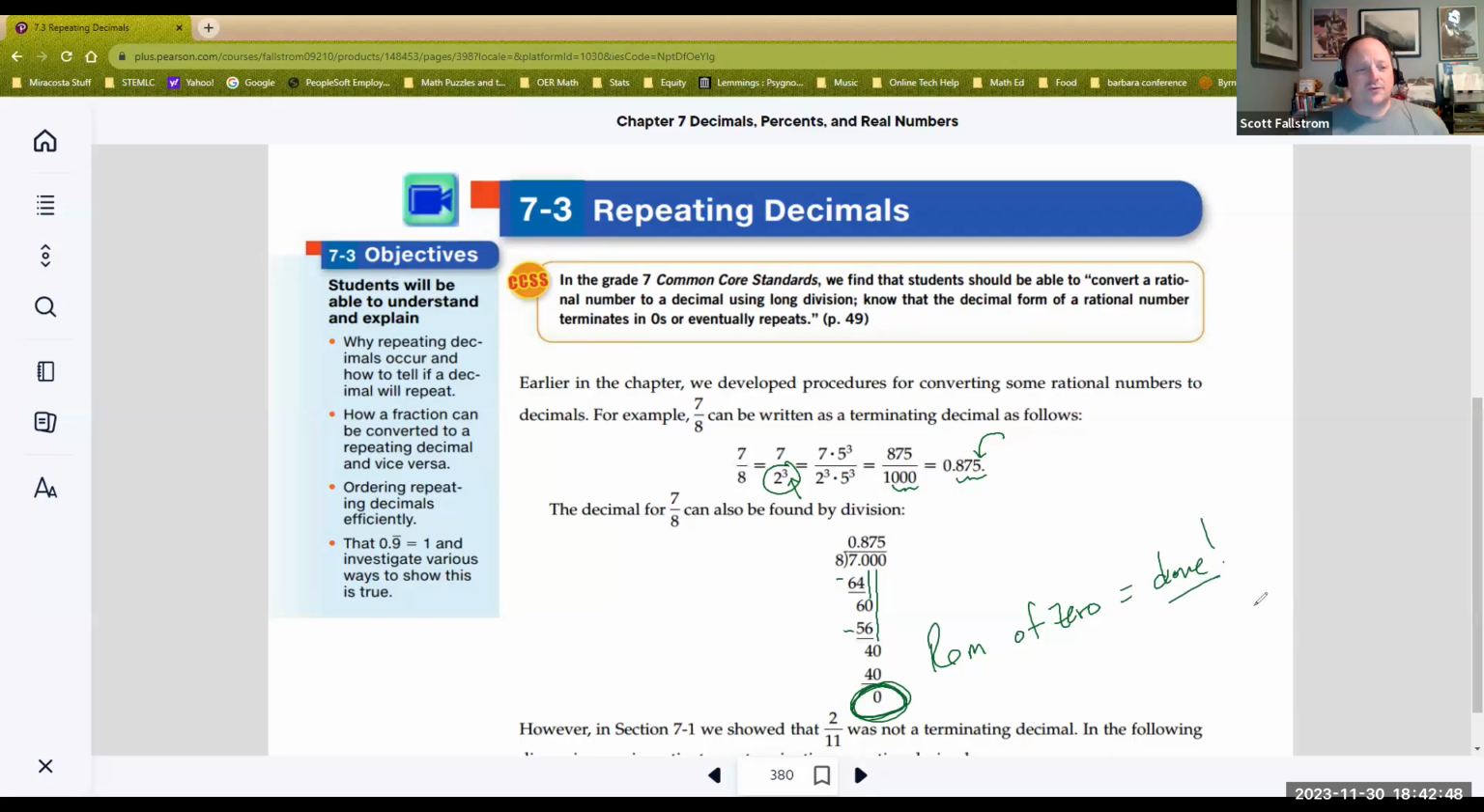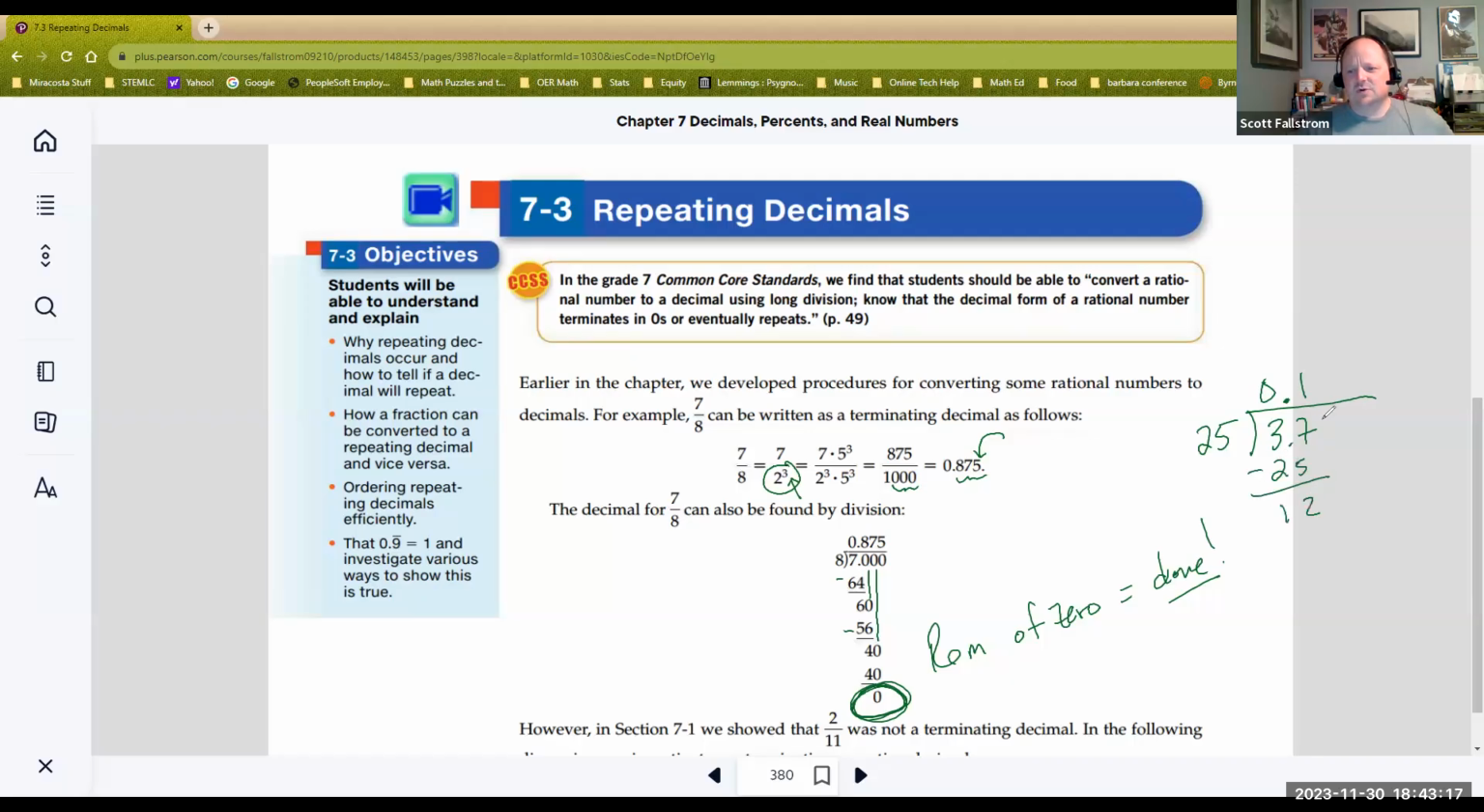Okay. A remainder of 0 means done, and that's true for any terminating decimal. This is 7/8. But let me try something else. Let me try 3.7 divided by 25. 25 goes into 3 0 times, bring my decimal up. 25 goes into 37 one time, gives me this.